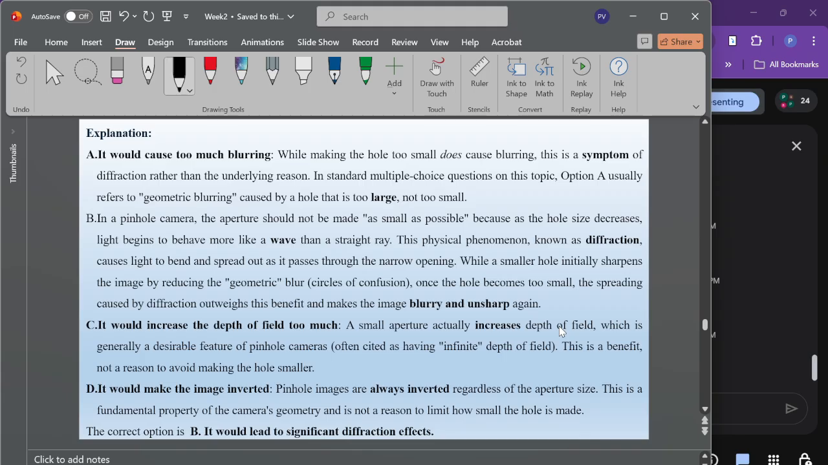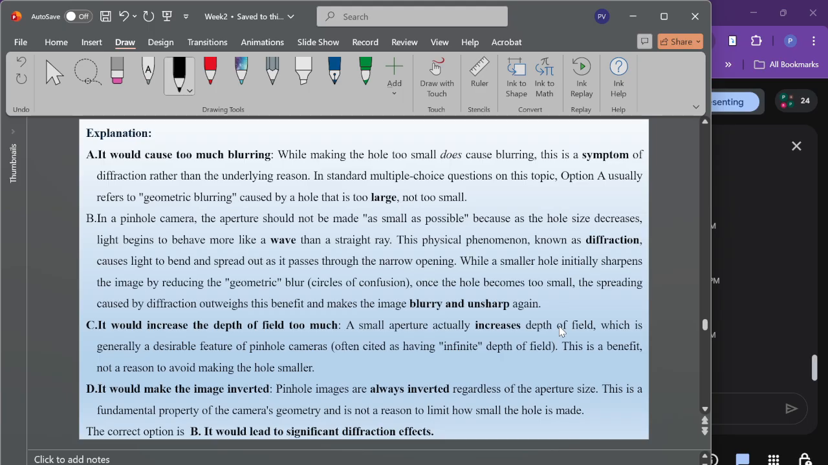Then option B: in a pinhole camera, the aperture should not be made as small as possible, because as the hole size decreases, light begins to behave more like a wave than a straight ray. This phenomenon, known as diffraction, causes light to bend or spread out as it passes through the narrow opening. While a smaller hole initially sharpens the image by reducing the geometric blur, or circle of confusion, once the hole becomes too small, the diffraction spreading outweighs this benefit and makes the image blurry and unsharp again.